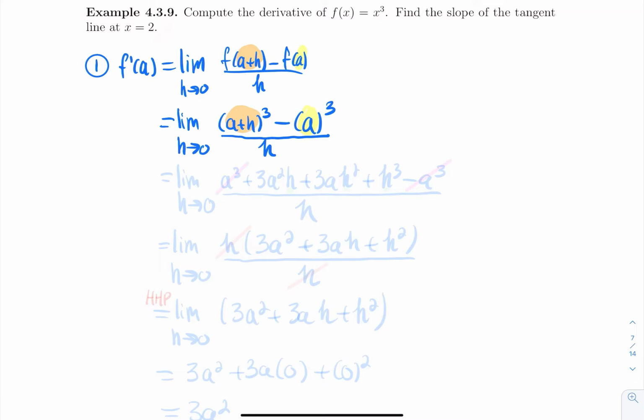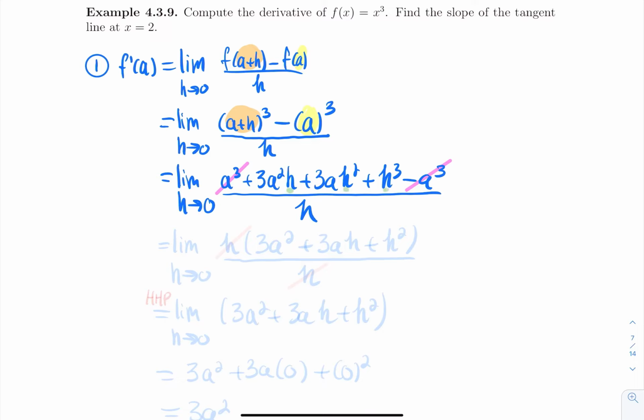Let's expand a plus h cubed quickly. You might remember it. If not, I'm going to recall it for you. So a plus h cubed is a cubed plus 3 times a squared h plus 3 times a h squared plus h cubed, minus a cubed, all that divided by h. And now this is where the magic happens. This a cubed simplifies with the minus a cubed, and you're left with 3 terms, and all these terms have an h.